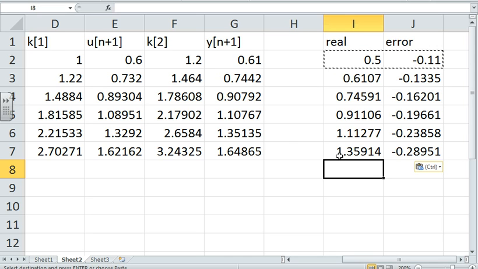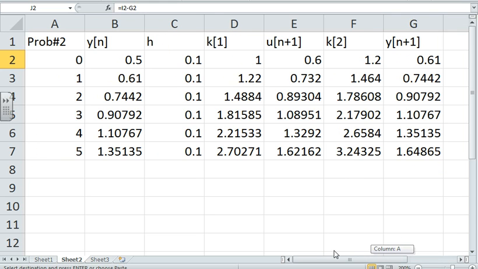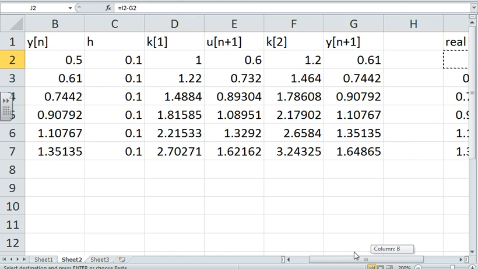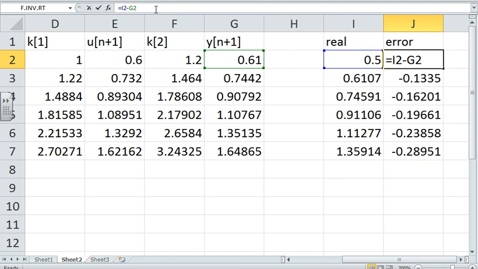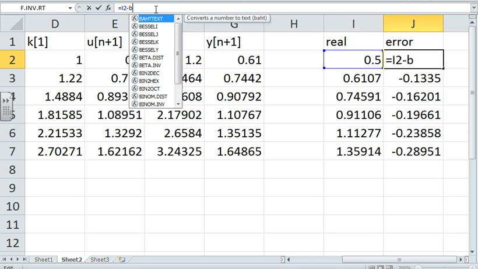And why is it that we're doing this error? The error should be not G2, but should be B2.